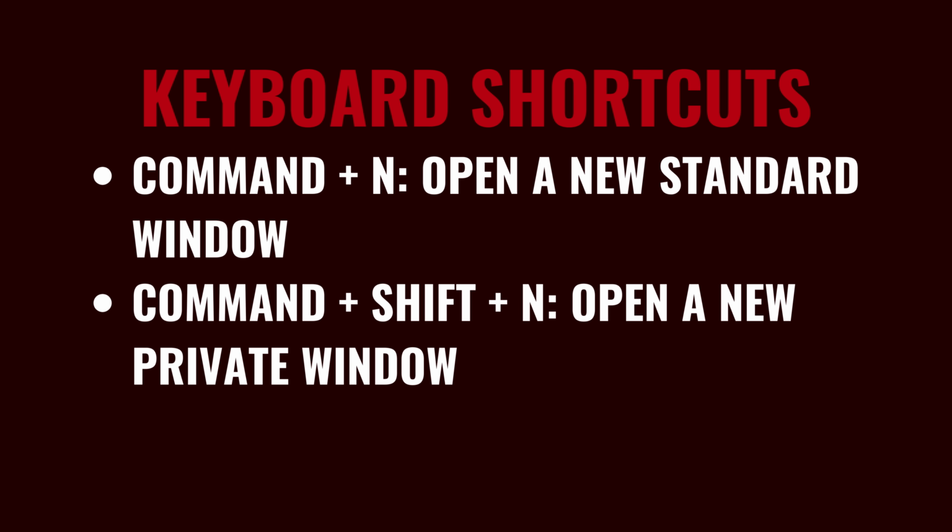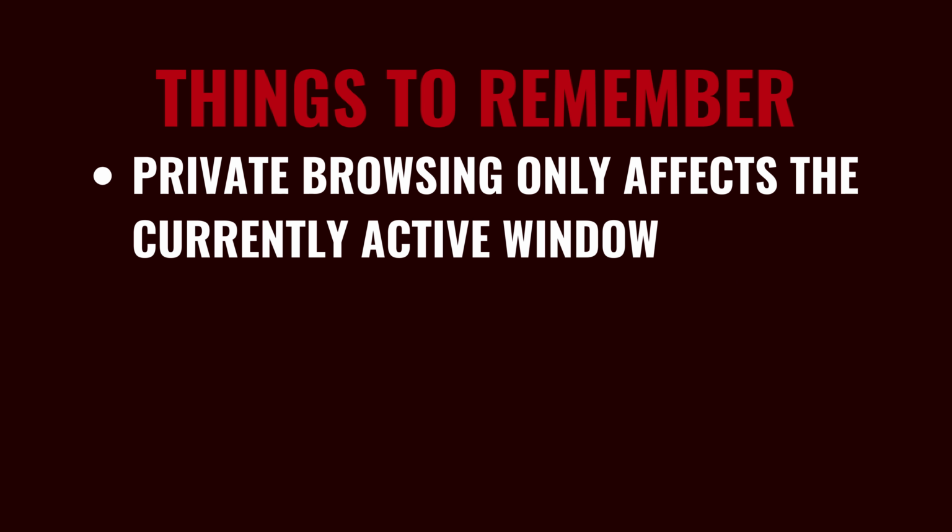A quick pro tip: if you want to be a power user, stop using the menus entirely and use these two keyboard shortcuts. Shortcut 1. To open a new standard window, just press Command and N. Shortcut 2. If you find yourself frequently using private mode and want to open a private window quickly, press Command plus Shift plus N.